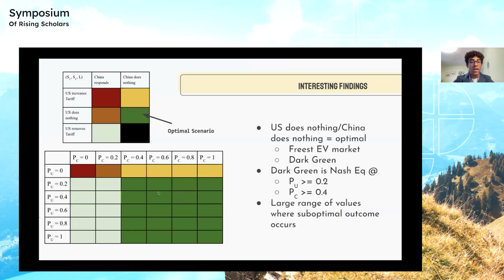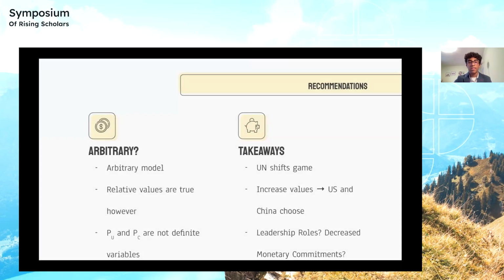So as you can clearly see, this happens when PU is greater than or equal to 0.2 and PC is greater than or equal to 0.4. And while these results might seem pretty good, this also means that there's a large range of values where suboptimal outcomes occur and where the electric vehicle market becomes a lot less free. So with that being said, here are my conclusions.